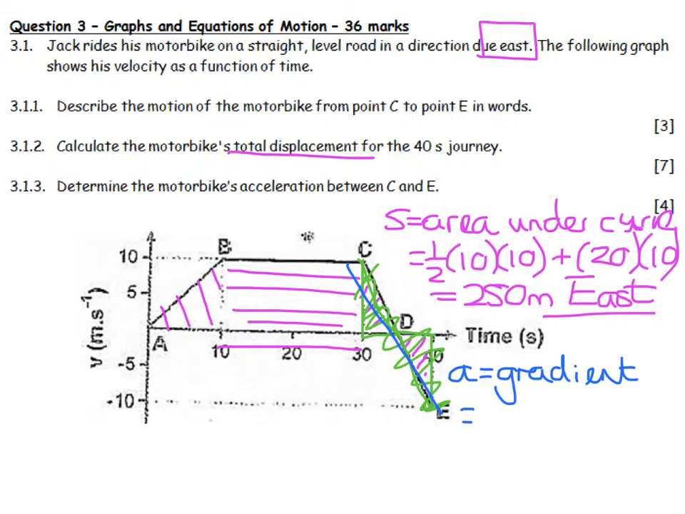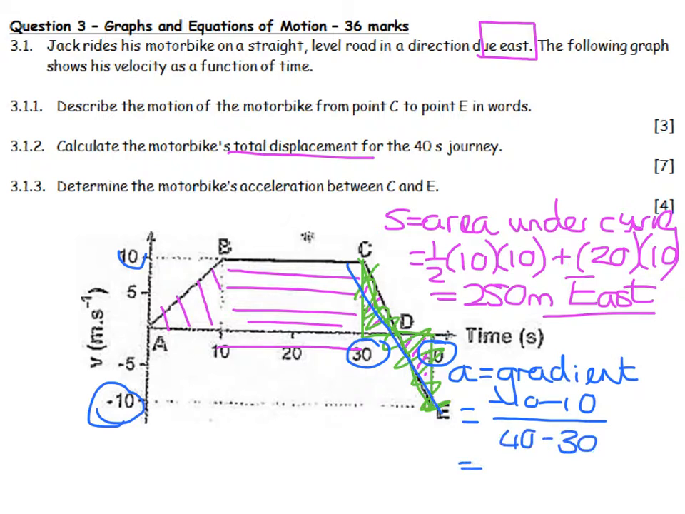The next thing that we're going to do is we're going to say minus 10. Gradient is y2 minus y1, so minus 10 divided by x2 minus x1, so it's 40 minus 30. And that turns out to be 2 meters per second squared. And what you've got over there is a negative value, which means that this is all going in the opposite direction. So that is a westerly direction.